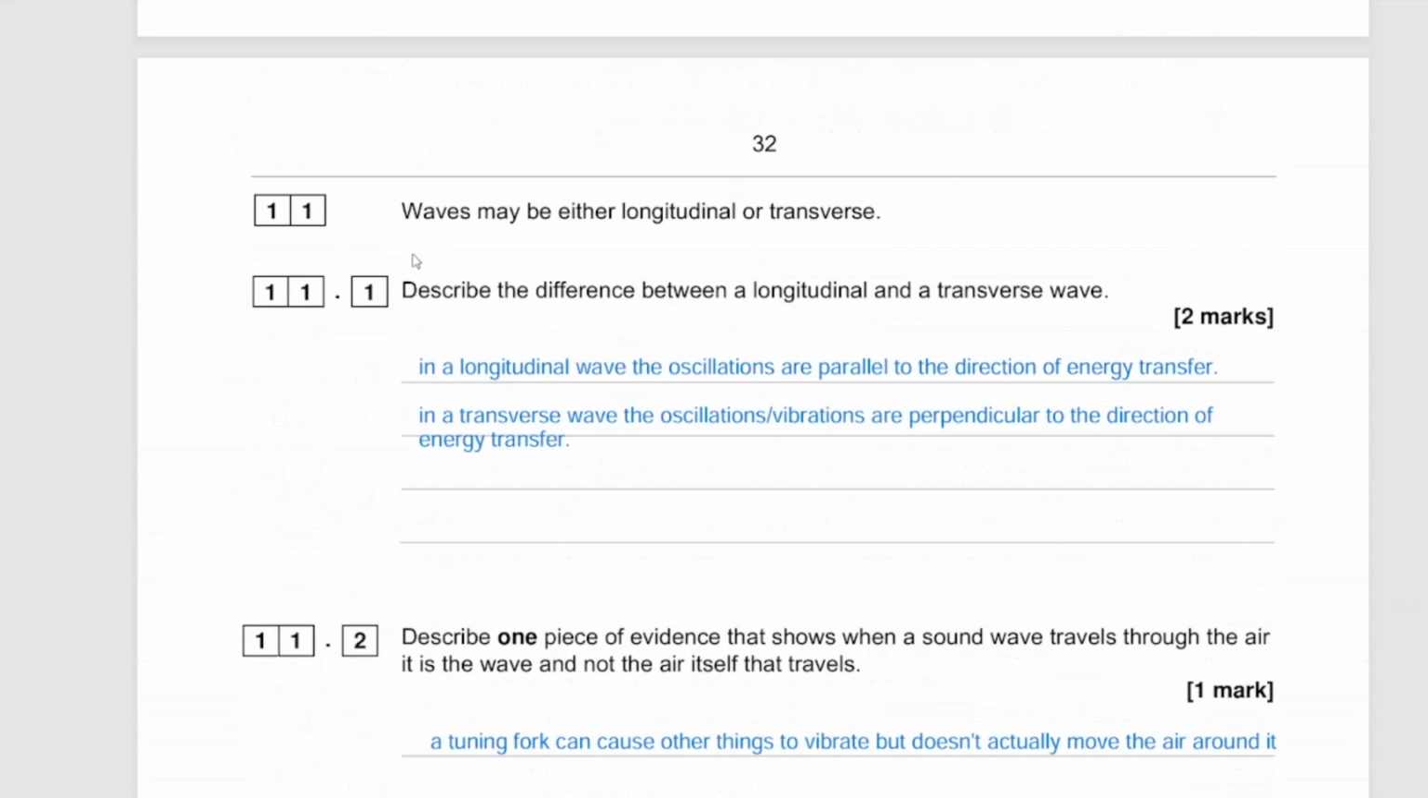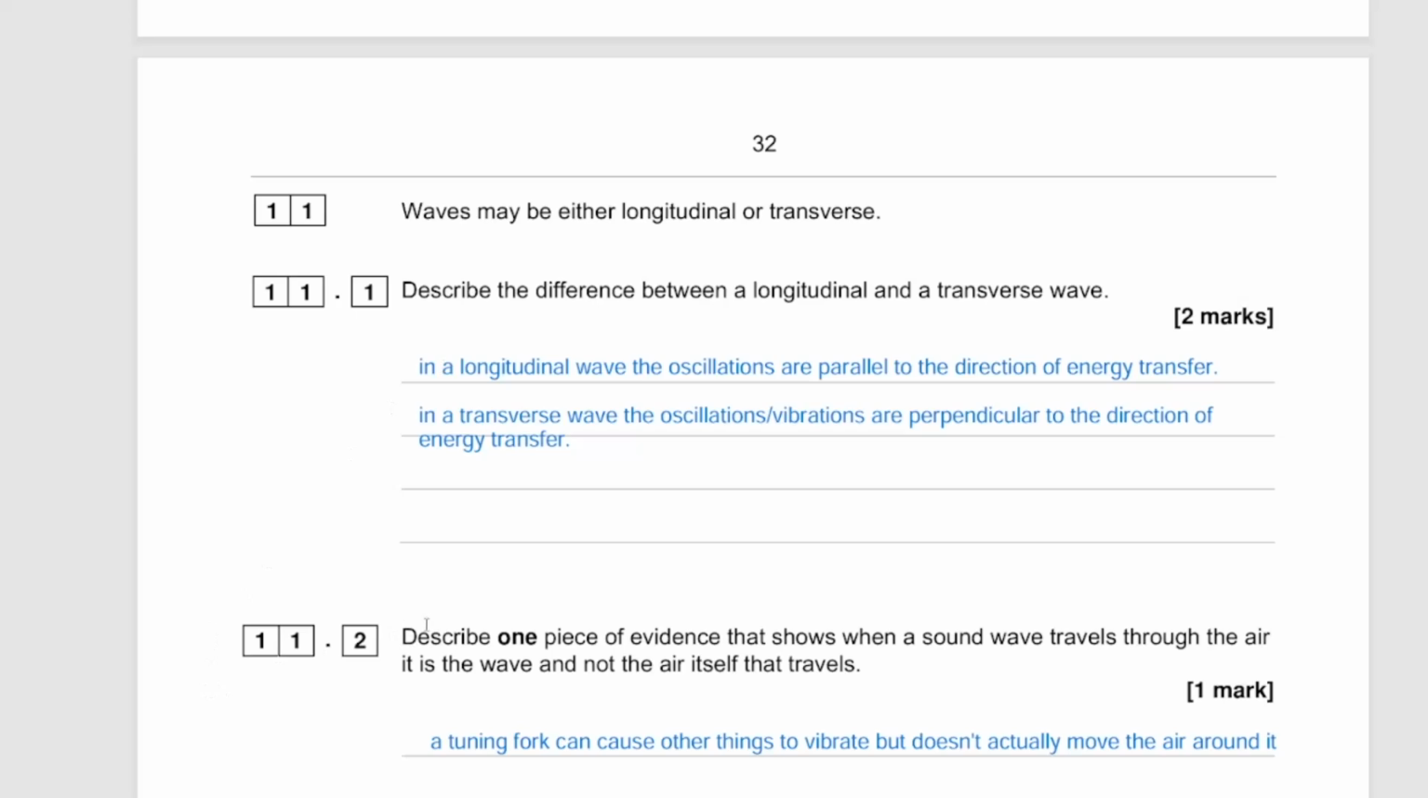Question 11. Waves may either be longitudinal or transverse. Describe the difference between a longitudinal and transverse wave. Now, usually I don't do this, but I've just copy and pasted it from the mark scheme here, because it's a definition you need to remember, and it's best to just go with the mark scheme definition instead of creating our own. And that is, in a longitudinal wave, the oscillations are parallel to the direction of energy transfer, and in a transverse wave, the oscillations/vibrations are perpendicular to the direction of energy transfer.